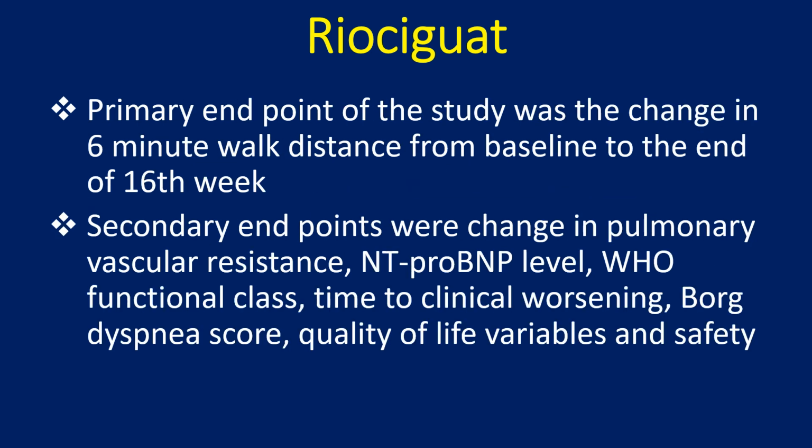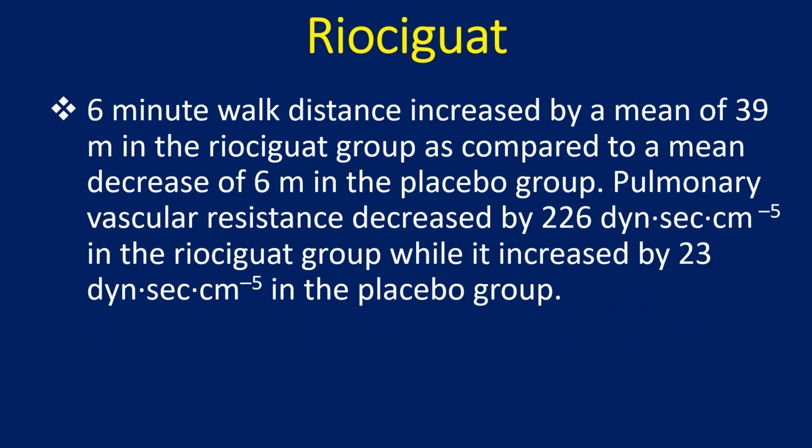Primary endpoint of the study was the change in 6-minute walk distance from baseline to the end of 16th week. Secondary endpoints were change in pulmonary vascular resistance, NT-proBNP level, WHO functional class, time to clinical worsening, Borg dyspnea score, quality of life variables, and safety. 6-minute walk distance increased by a mean of 39 meters in the riociguat group as compared to a mean decrease of 6 meters in the placebo group.